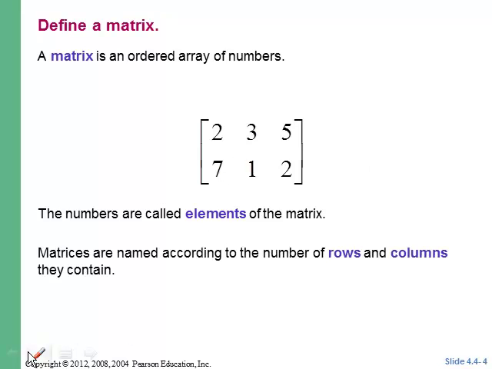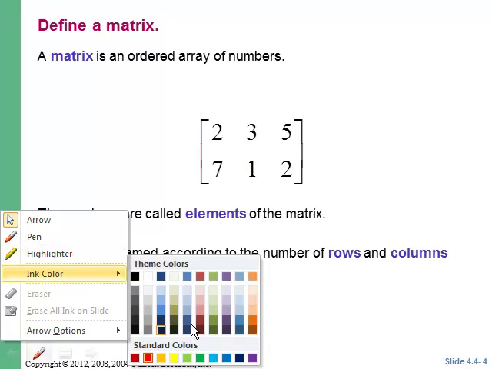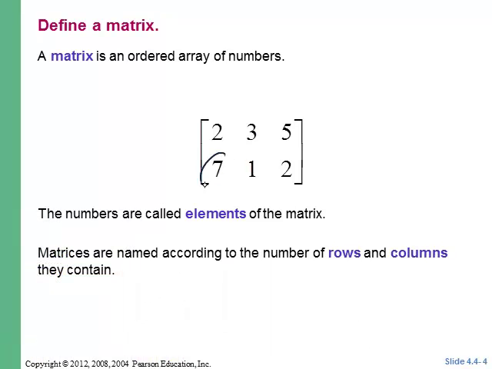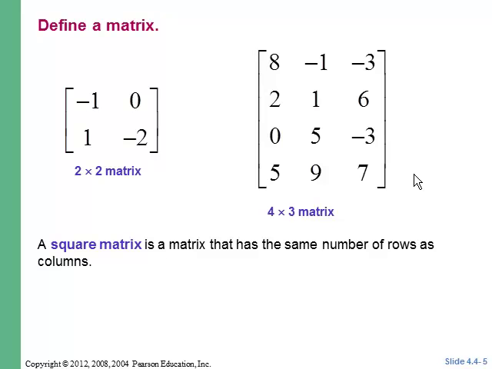The elements of the matrix are controlled by which row and which column they contain. So here's an element. The number of rows, which in this case is 2, times the number of columns are the dimensions of the matrix. So here's a 2 by 2 matrix, a 4 by 3 matrix. Any matrix in which there's the same number of rows as columns is a square matrix.